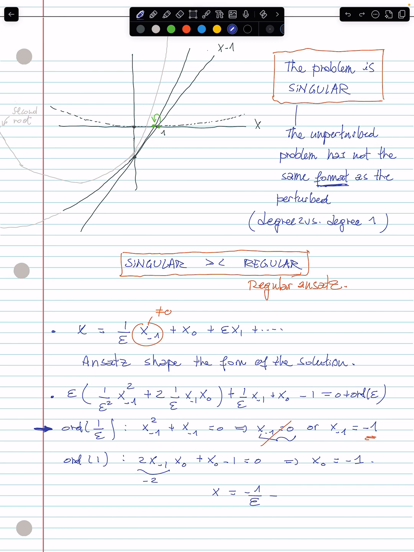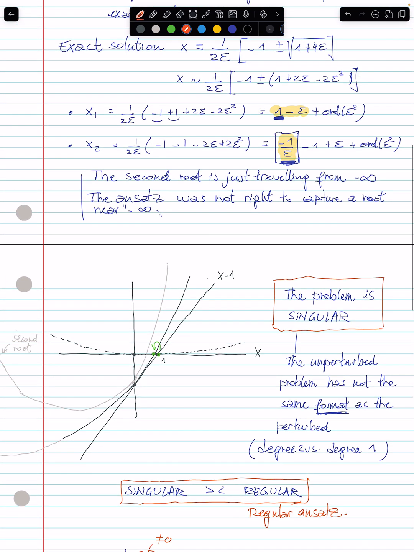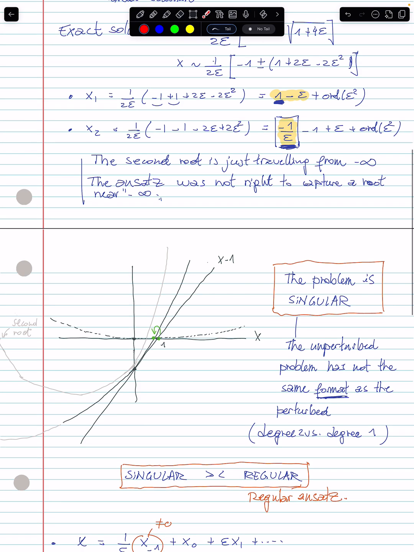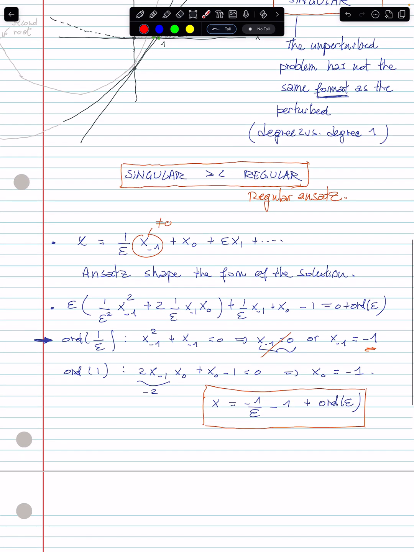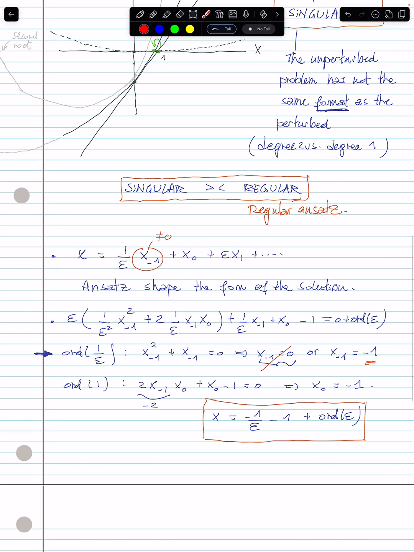Okay, and then this means that x is equal to minus 1 over epsilon minus 1 plus things that are of order epsilon. That's what we have right now. And we are really happy because it corresponds to what we had determined by the expansion of the exact solution. All right. So it means that if we could guess the right ansatz, which starts by 1 over epsilon, in principle there would be a way we get it.